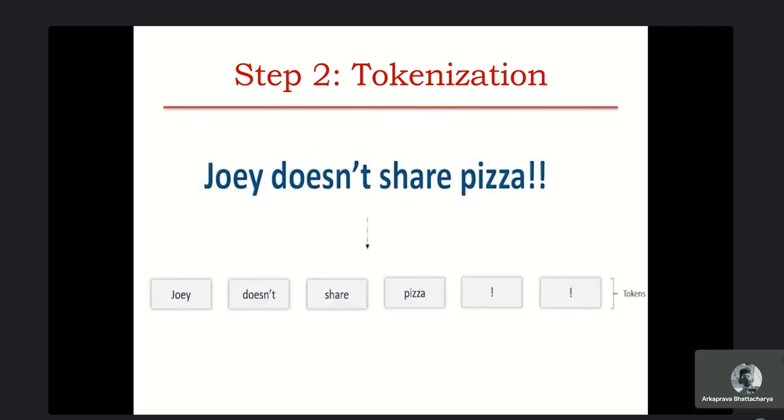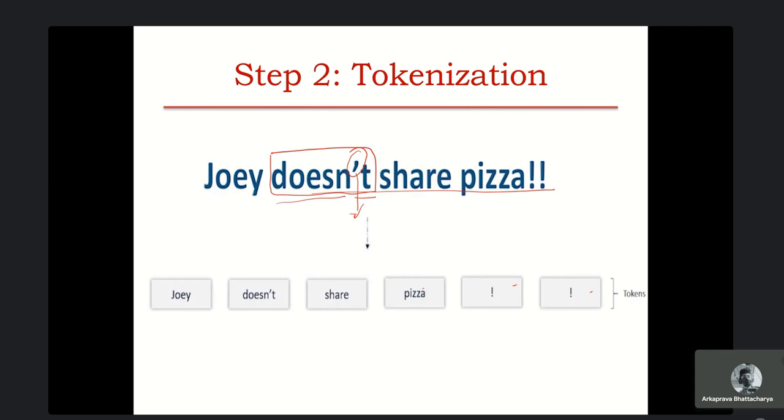If it is word level, you can see Joyce doesn't share pizza. I have 1, 2, 3, 4, 5, 6 tokens for this given sentence. Even when you are performing tokenization, many other issues will come in, because you can see there is an apostrophe here. How are we going to deal with such an apostrophe? Should I consider DOESN as one token and apostrophe T as another token? Whenever you are performing tokenization, there can be many issues.